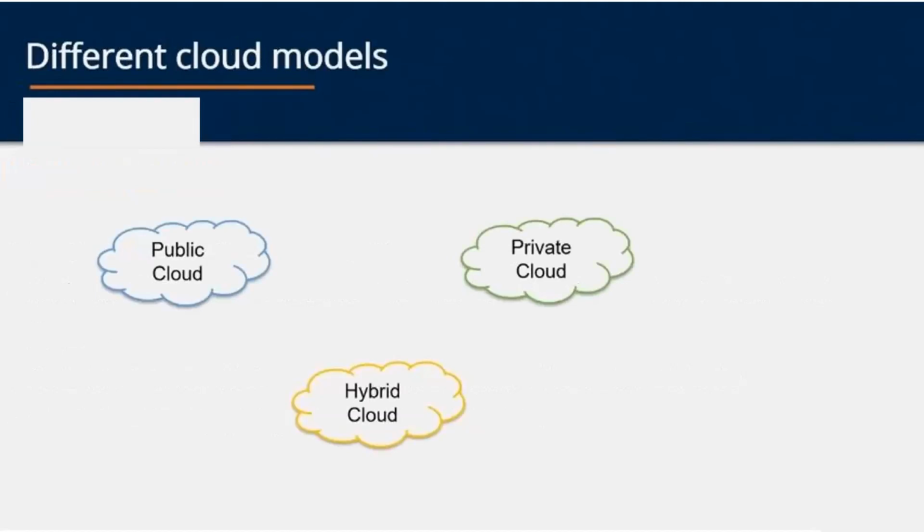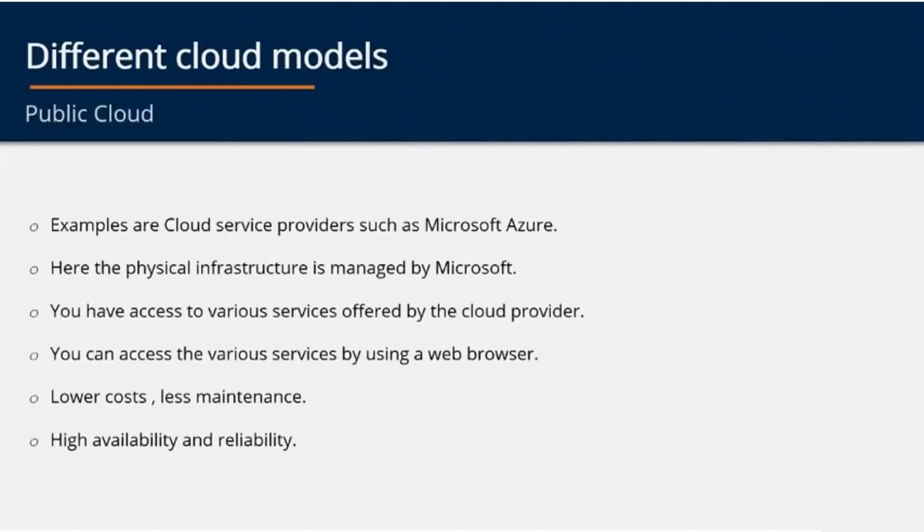Different kinds of cloud: public cloud, private cloud, and hybrid cloud. In public, examples are cloud providers such as Microsoft Azure, Google Cloud, Amazon AWS. All of them provide the public cloud. Here, the physical infrastructure is managed by the cloud provider. We access the various services offered by the cloud provider via a web browser. Lower cost, less maintenance, high availability and reliability.